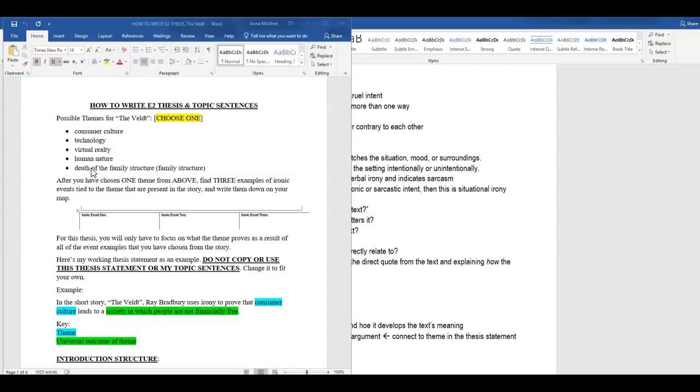What I implore you to do is to first find all 3 of your examples from the text that are irony. Then use those examples to then pick which theme they all match. So if all of your examples have to do with technology, then you would obviously pick the theme of technology for your thesis statement. So after you have chosen one theme from above, find 3 examples of ironic events tied to the theme that are present in the story and write them down on your map.